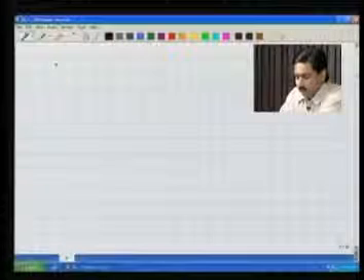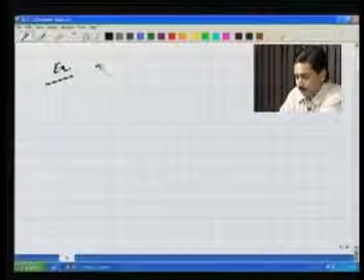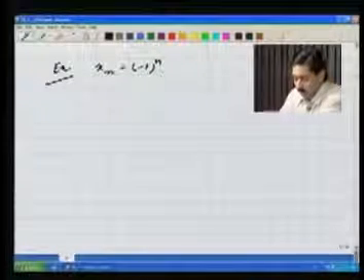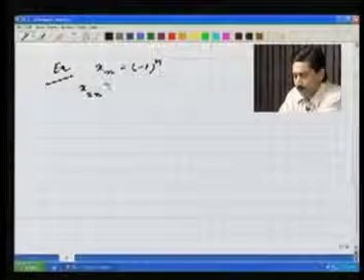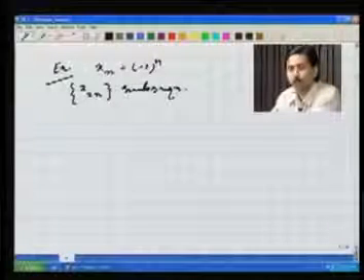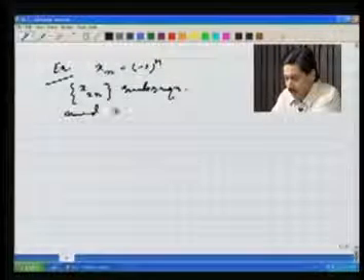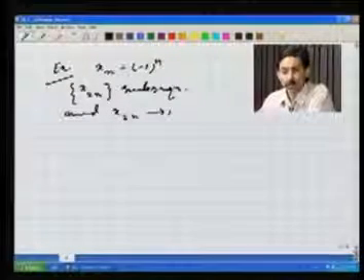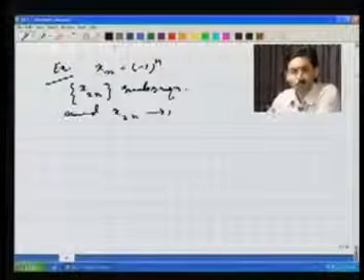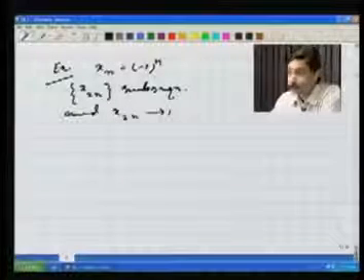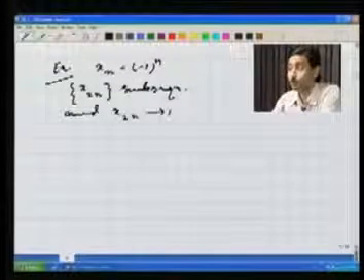Let us see examples again. Suppose I look at this sequence, Xn equals minus 1 to the power n. Then I know X2n, a subsequence, converges to 1. And I also know that the whole sequence doesn't converge. That means in general it is not true that if a sequence has a convergent subsequence, then the whole sequence converges. But surprisingly, it turns out that the same is true for Cauchy sequences.